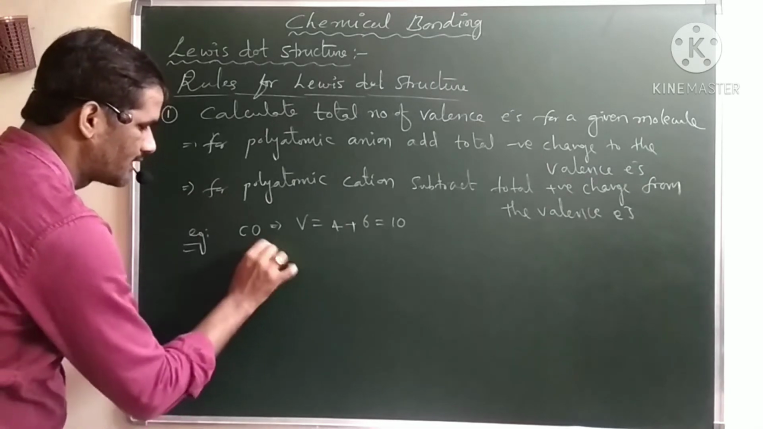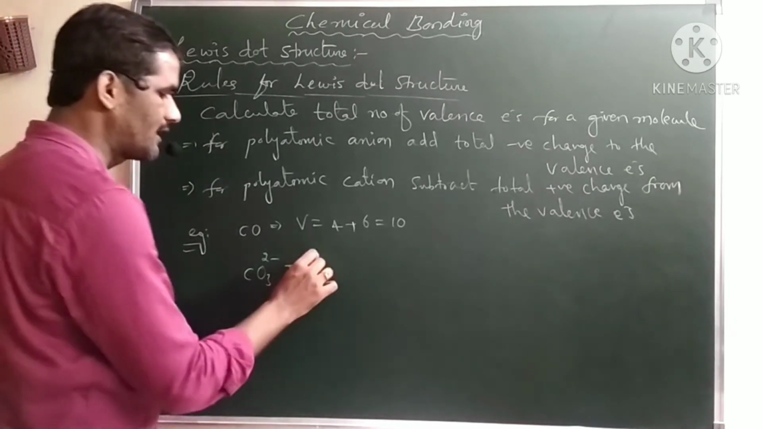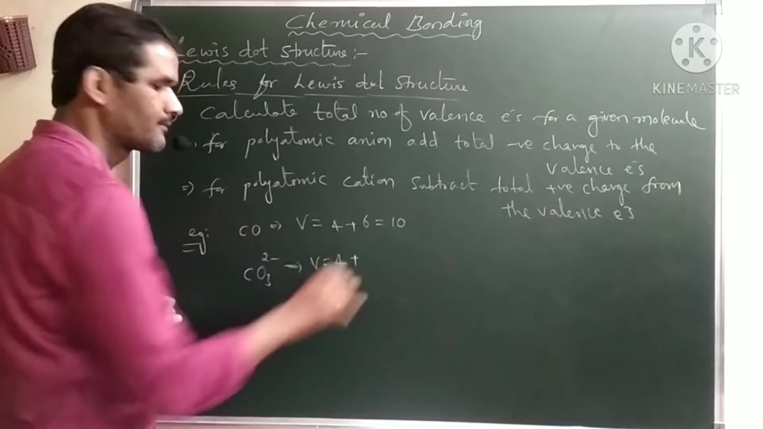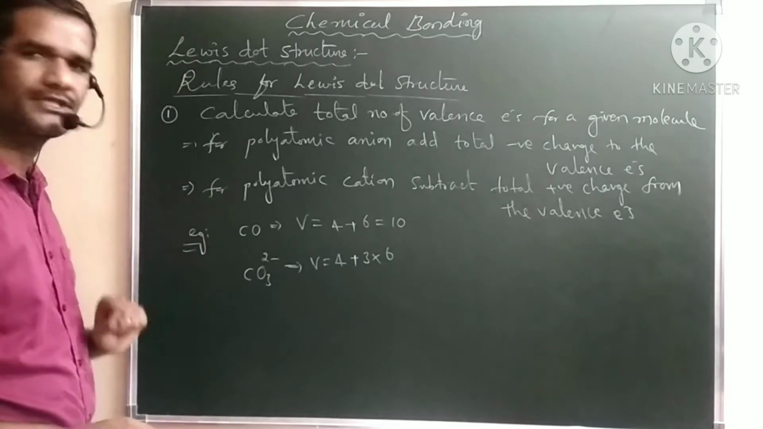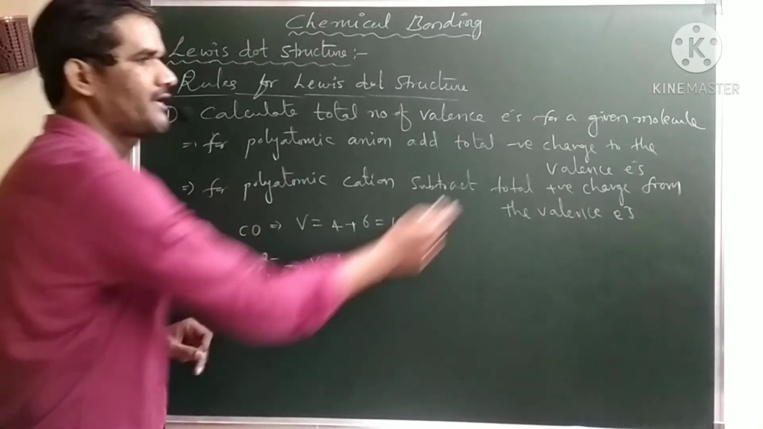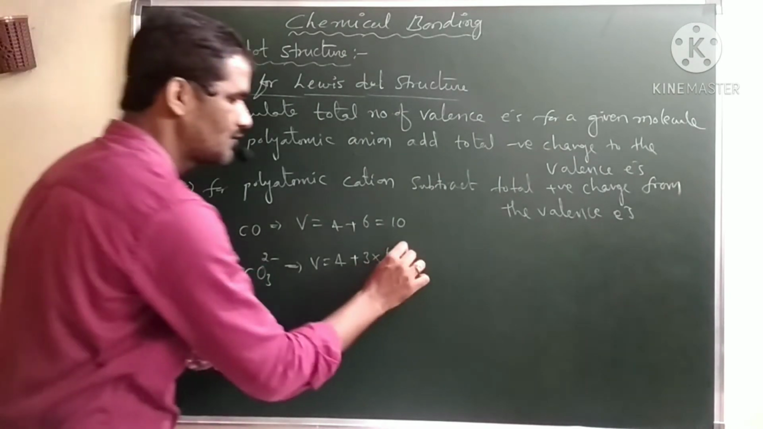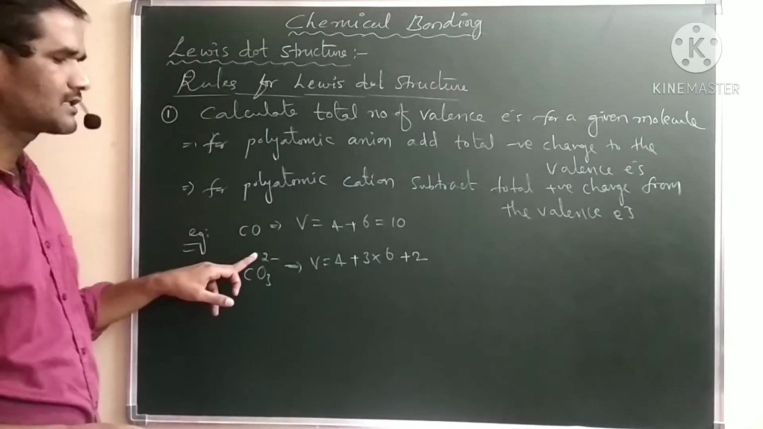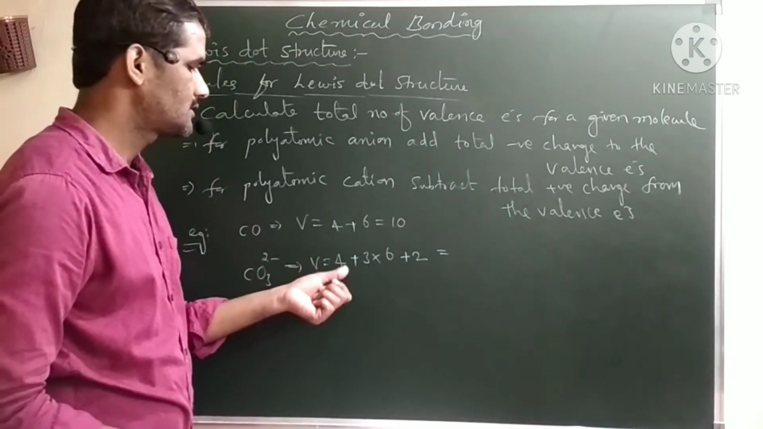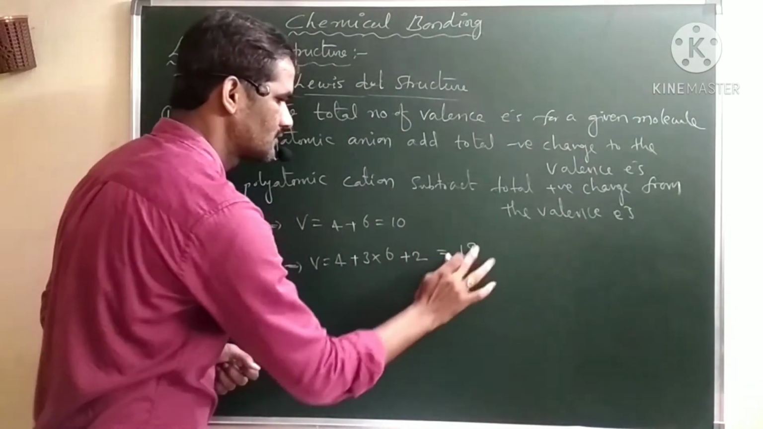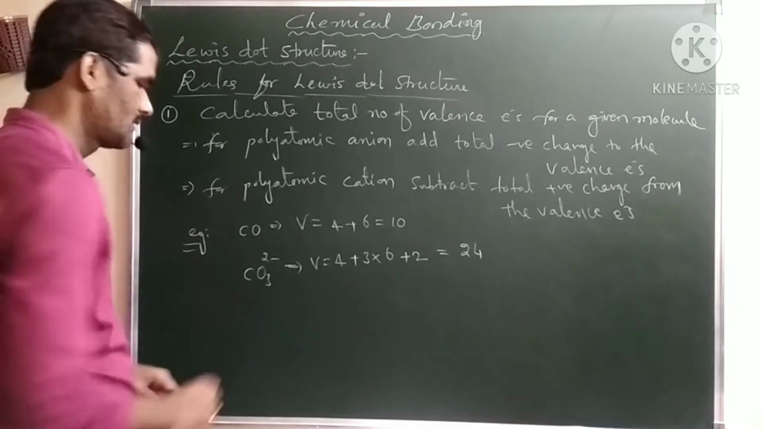Let us take carbonate. This is a polyatomic anion. Here again carbon valency is 4. Oxygen valency 6, and there are 3 oxygens, so 3 into 6. To these valence electrons, since it is a negative charge, we have to add the total negative charge. Here 2 negative is there, so we have to add 2. Whatever the total charge, that equal amount we have to add. Then we get 4 plus 18 plus 2, which is 24.